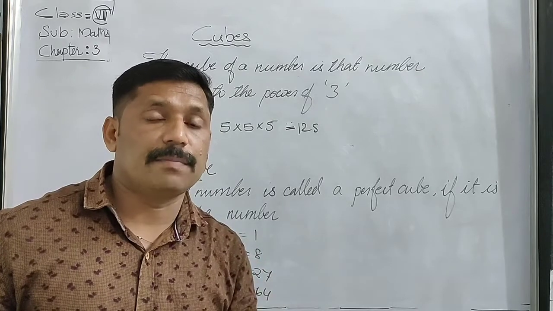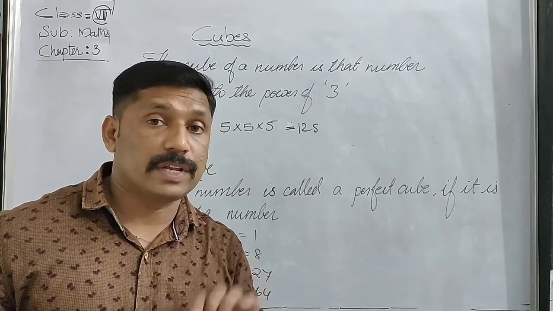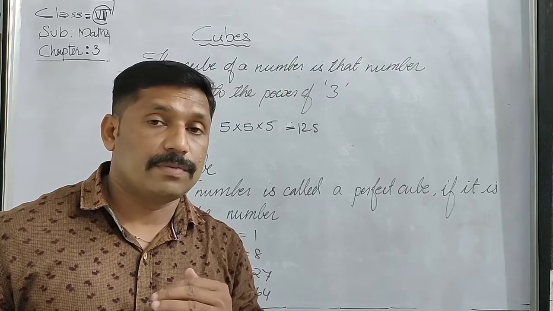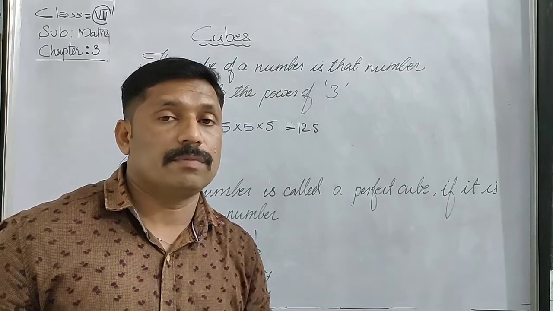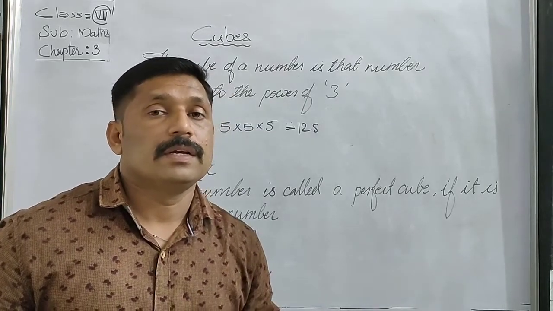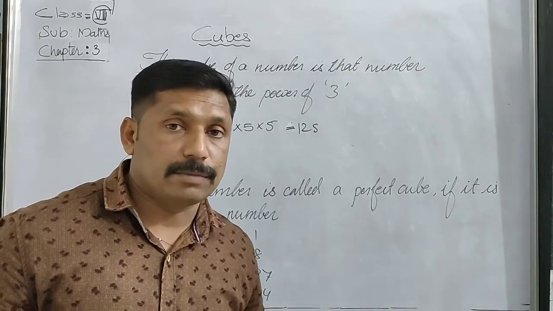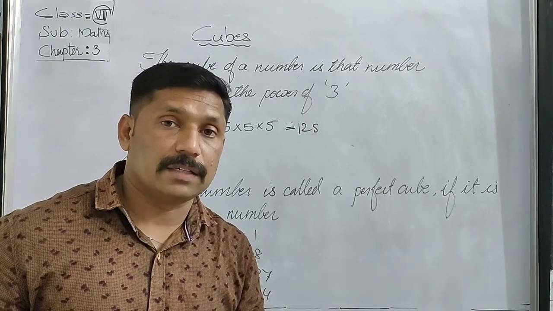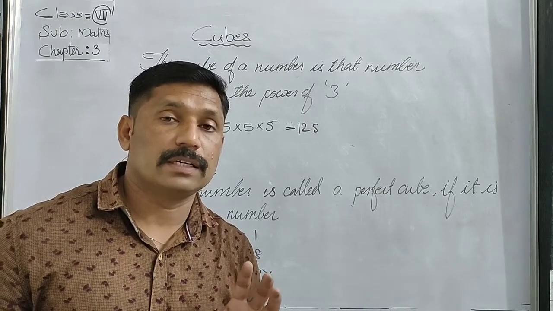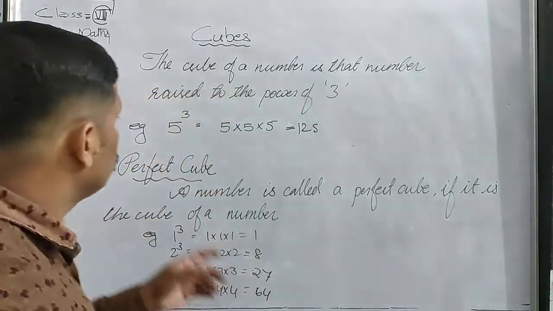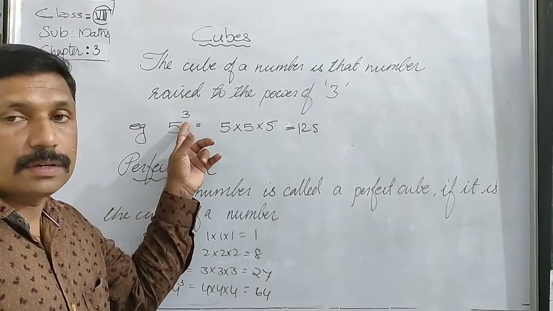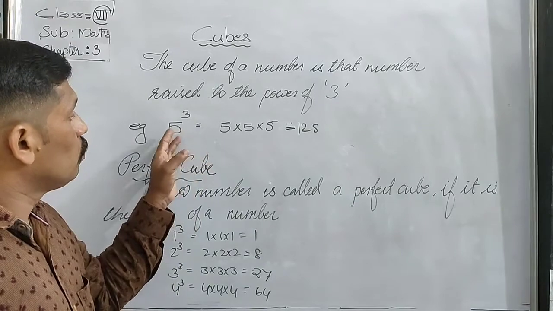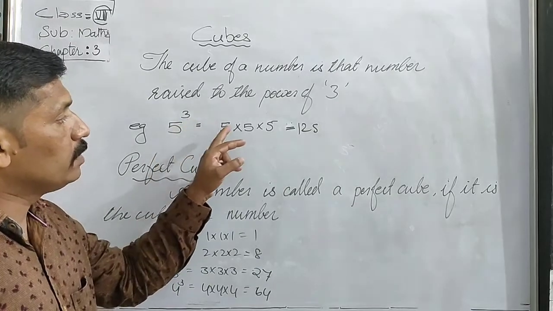So if any number is raised to the power of 3, or its power is 3, then that number will be a cube number. Okay? If you multiply a number 3 times to itself, then the product that we get is called the cube of that given number. Example here, 5 cube. Power 3 means we read cube. So 5 cube is equal to 5 into 5 into 5.